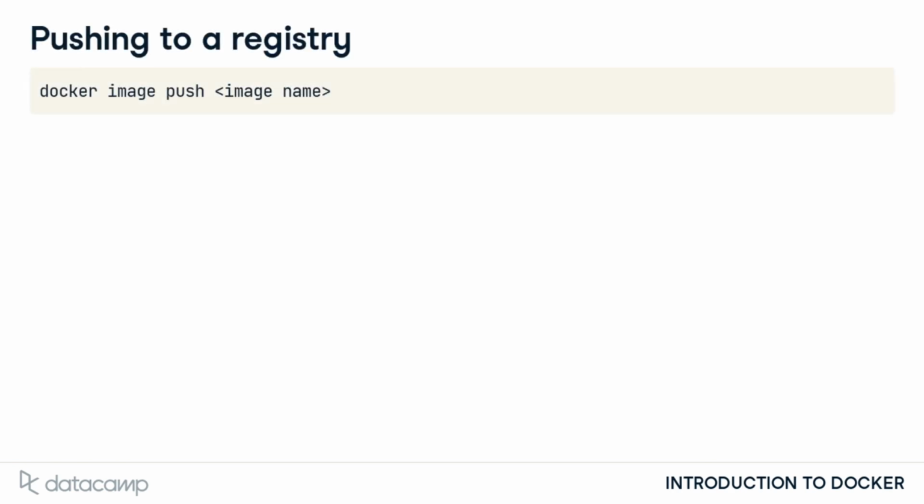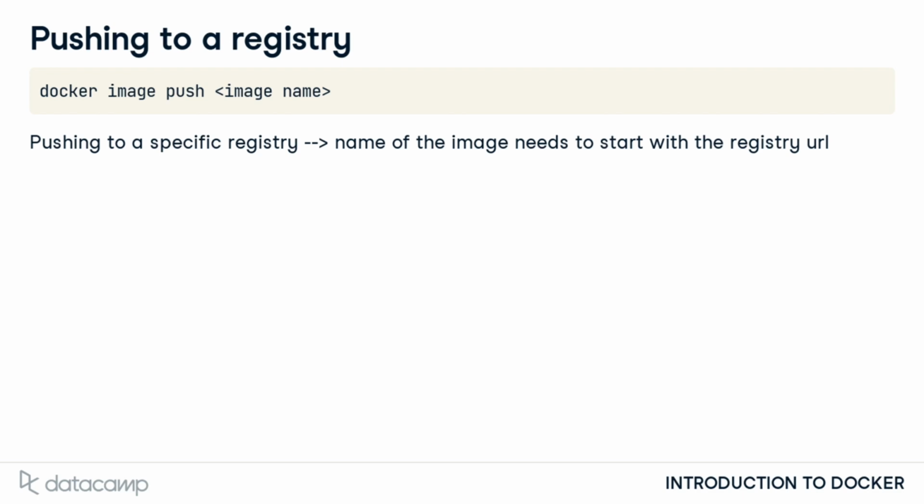Now that we know how to pull images from a custom registry, let's look at how to upload or push an image to a Docker registry. The command for this is docker image push followed by the image name. To push an image to a specific registry, we only have to make sure the image name starts with the name of the registry you want to push to.